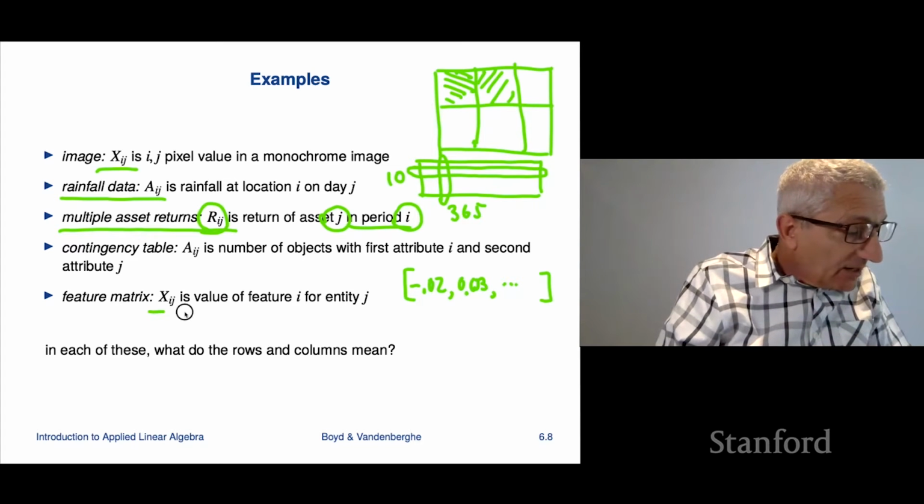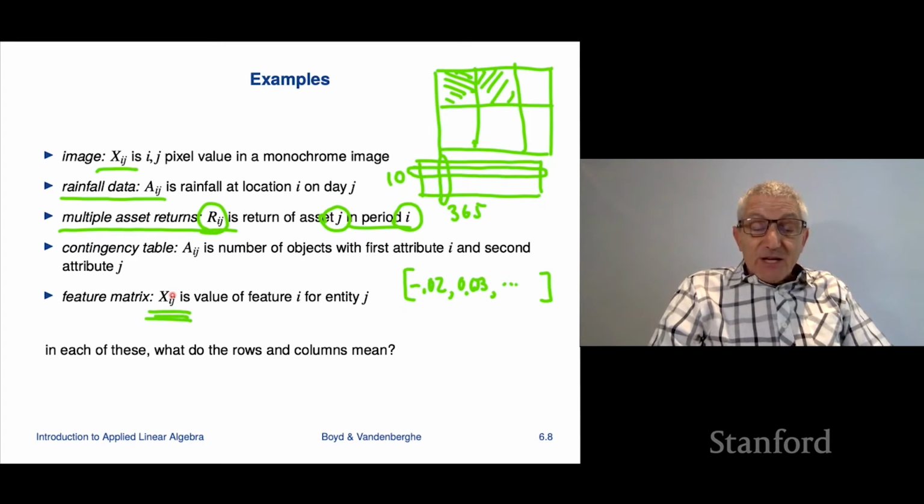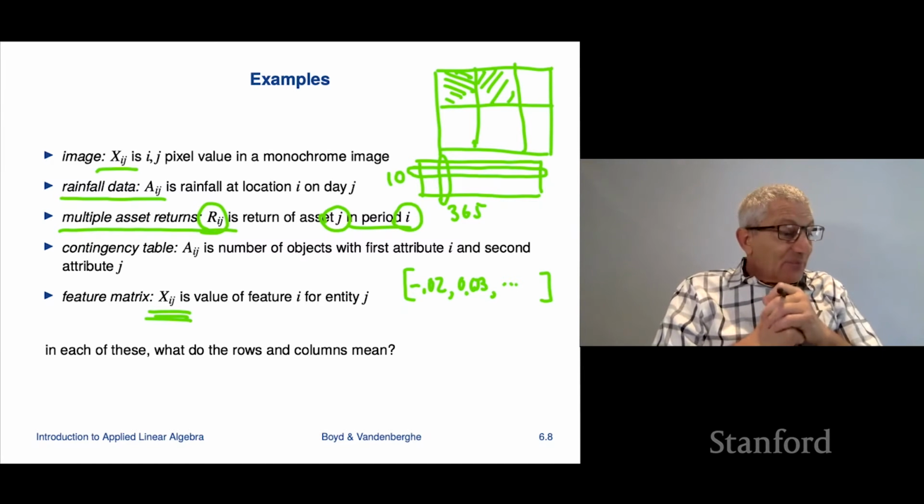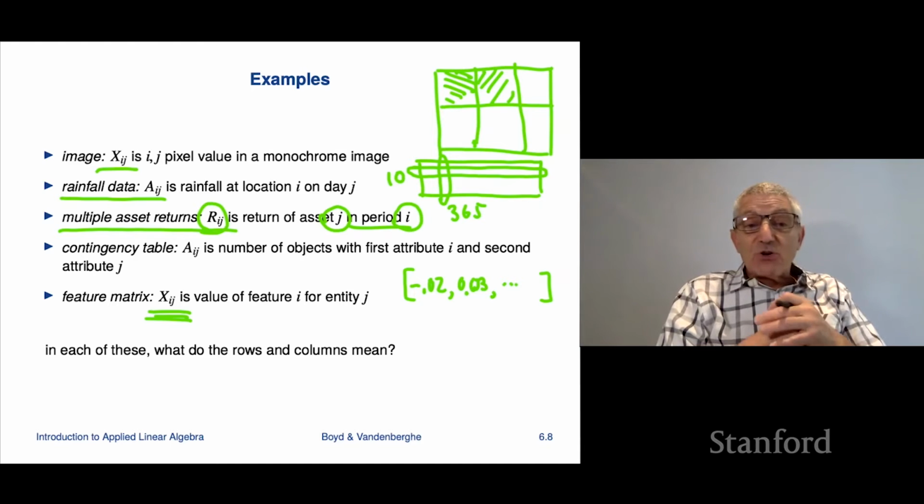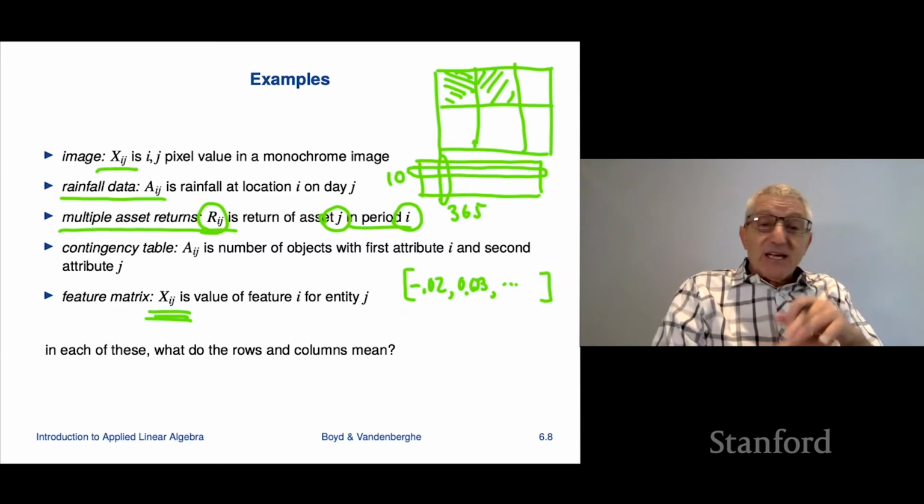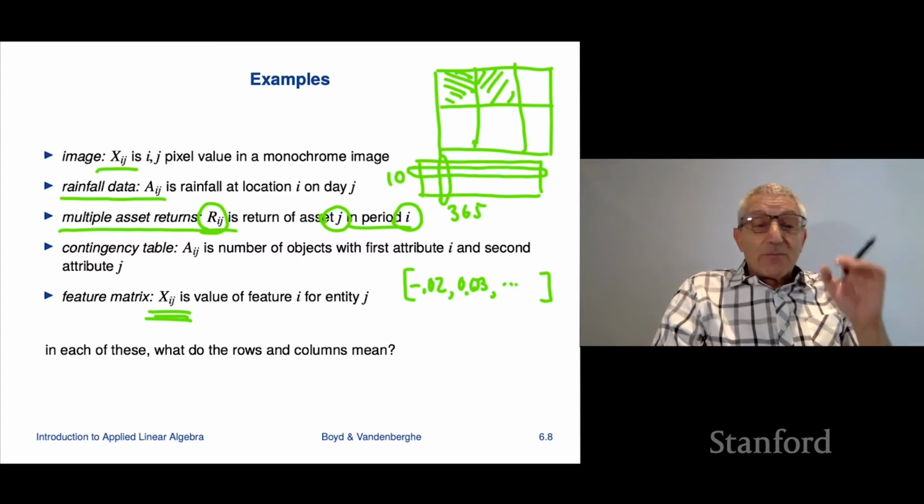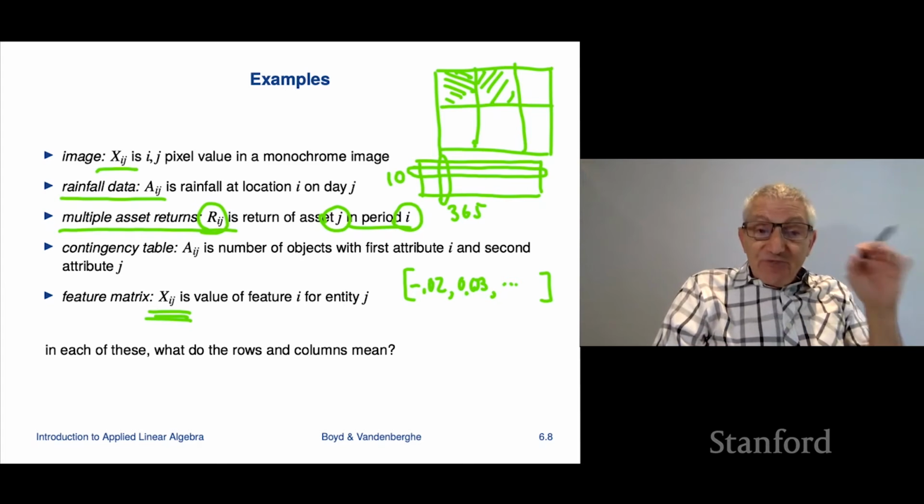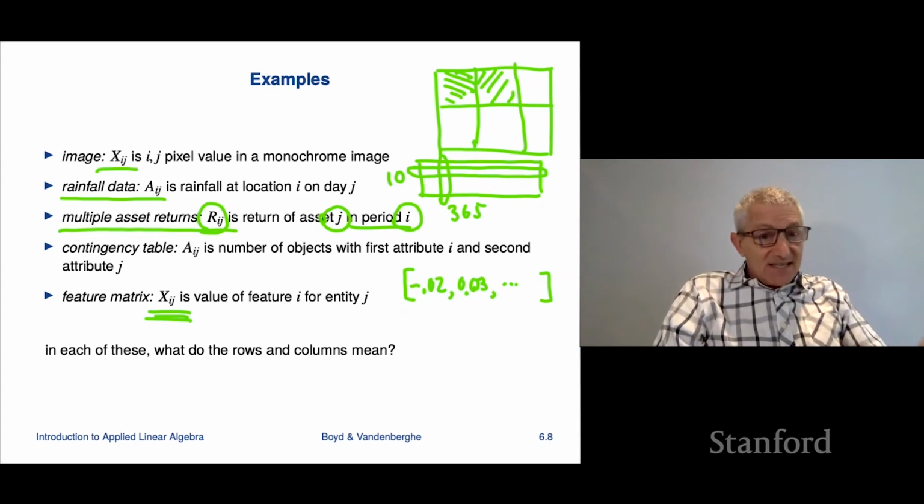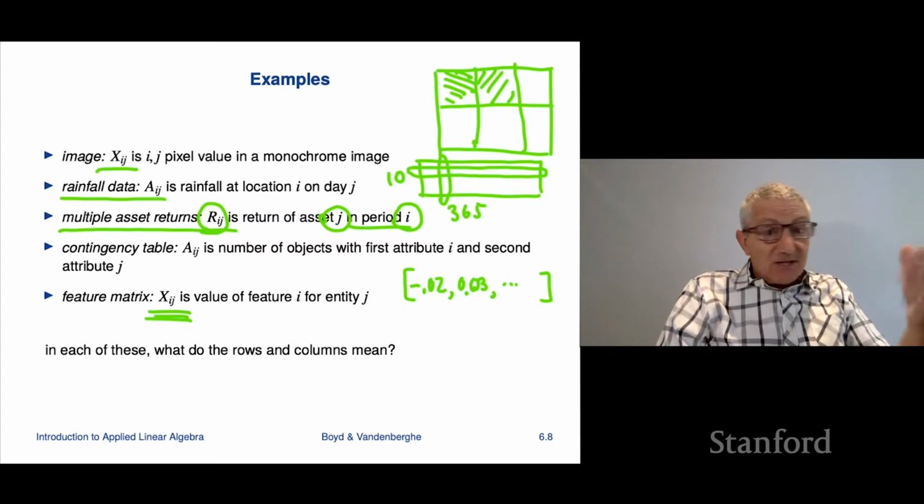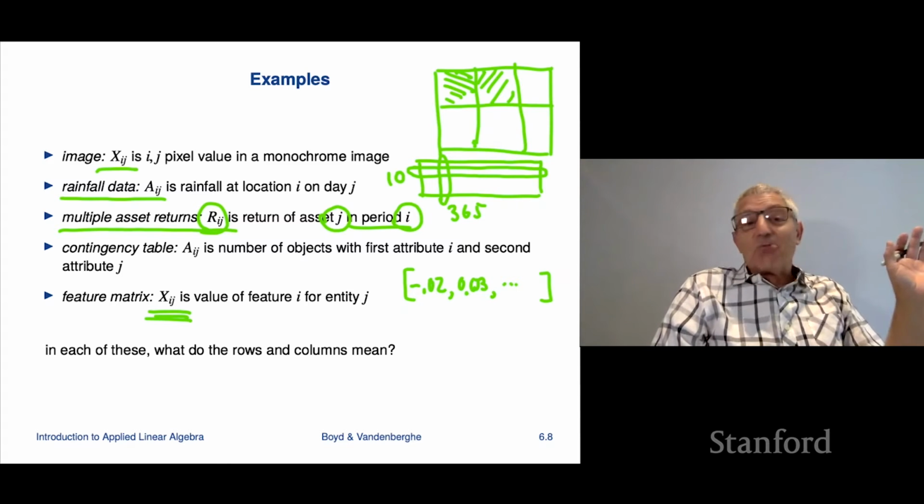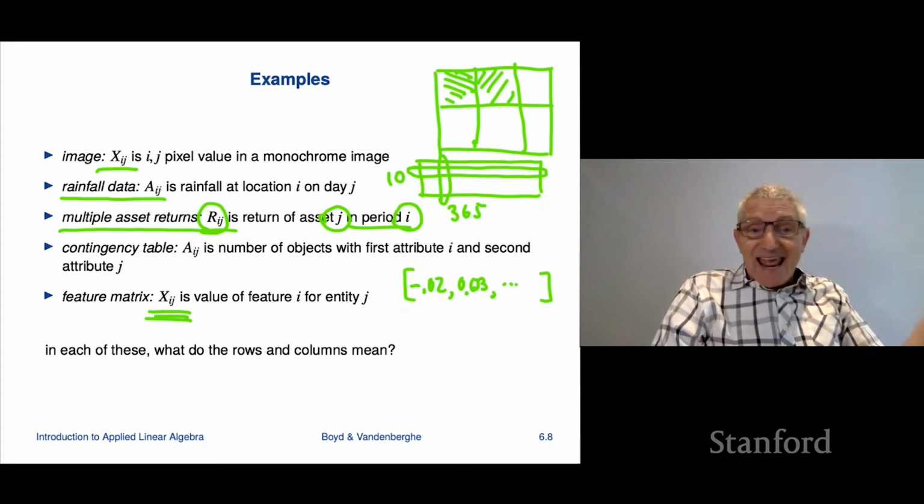Here's a very common one, and it comes up in data science, statistics, and machine learning. It's a feature matrix, also known as a data matrix, and we'll say a little bit more about that, and you'll see a whole lot of this later in the class. Here the idea is you use a matrix to store the values of a bunch of features for a whole bunch of entities. Entities have other names like samples, examples, or in specific contexts, a purchase or a customer or a student. But in general, it's just an entity.